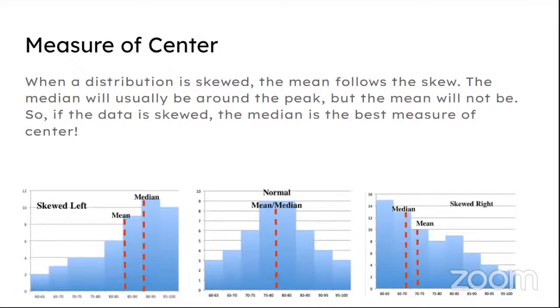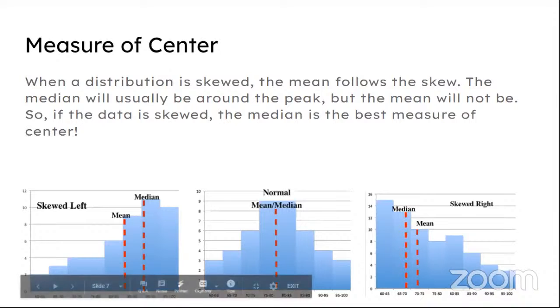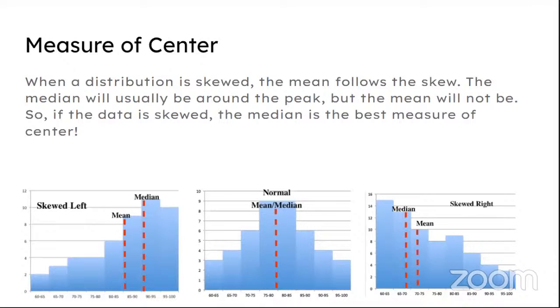Now, remember, we talked previously about center of measure. When you get to a normal set of data, mean or median is a fine center of measure. But if you have a graph that's skewed one way or the other, you need to use the median for the center of data instead of the mean. If the data is skewed, the median is the best measure of center, because half the data is over here and half the data is over here. So median is the best measure of center.